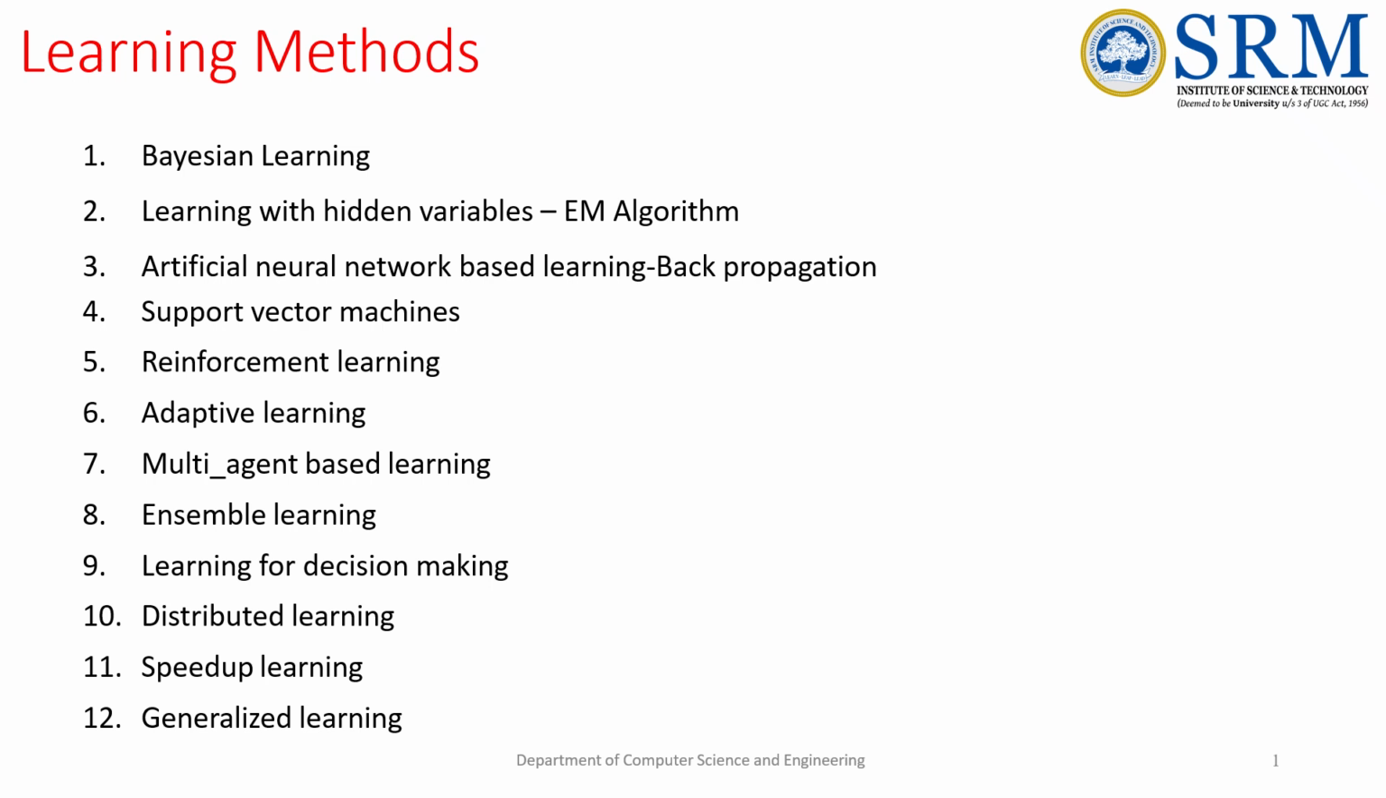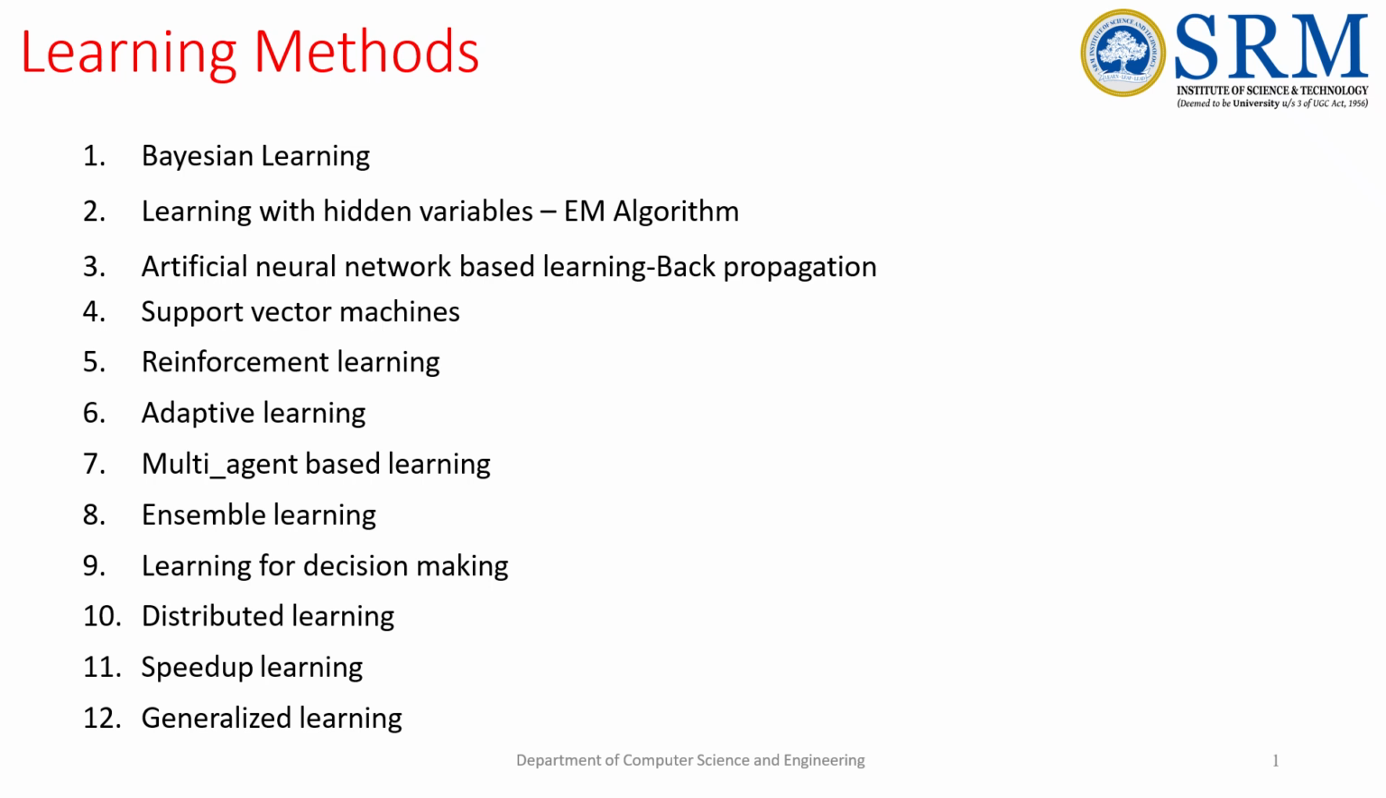Welcome all. Today we are just going to see about the learning methods in artificial intelligence. Learning methods are the techniques used by the artificial intelligence system to acquire knowledge, improve performance and make better decisions based on experience, data and interaction with the environment. Just like a human, we can learn through observation, practice and experience. Artificial intelligence systems use different learning methods to become more intelligent over time.